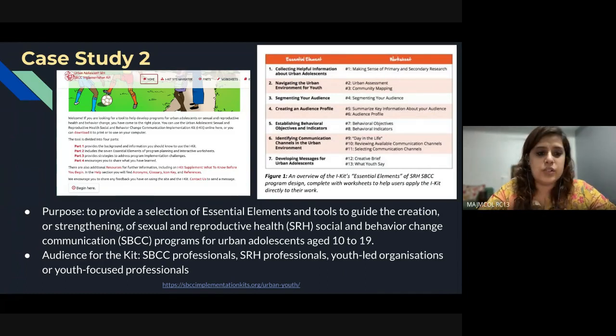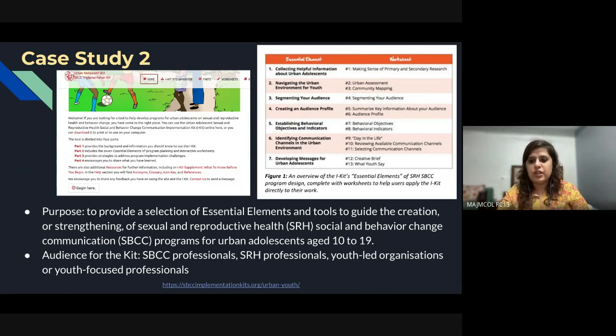So they had four tools specifically to handle sexual and reproductive health in a sensitive manner. The first part was providing background information to use the kit. The second were the seven elements of the program planning and interactive worksheets. Now, the second screenshot talks about the essential elements, the seven elements. First was information about urban adolescents, how they can make sense of urban adolescents and what kind of information they already have, the environment, their audience, and audience profile.